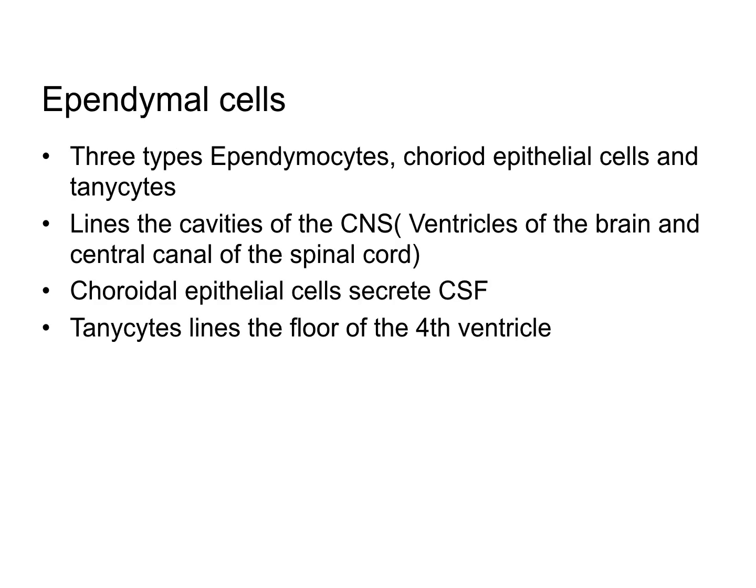Now coming to the ependymal cells, the second group of neuroglial cells. There are three types of ependymal cells, as already mentioned. These are ependymocytes, choroid epithelial cells, and tanycytes. Mainly the ependymal cells line the cavities of the central nervous system. The cavities include the ventricles of the brain and the central canal of the spinal cord.